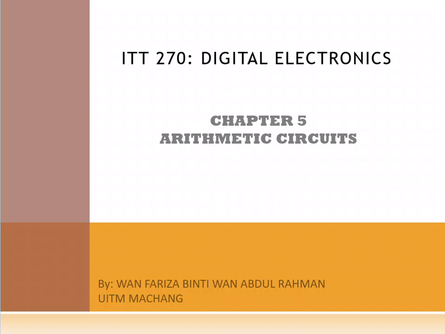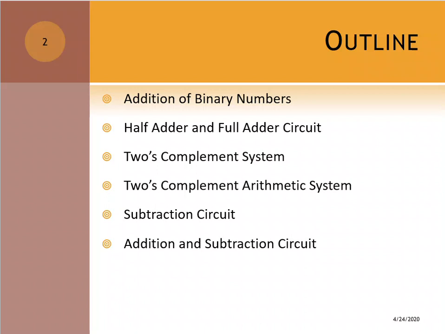Arithmetic circuits. So this is the outline of chapter 5. We are going to see how to perform addition of binary numbers. We are going to see half adder and full adder circuit, two's complement system, two's complement arithmetic system, subtraction circuit, and the last part is addition and subtraction circuit.